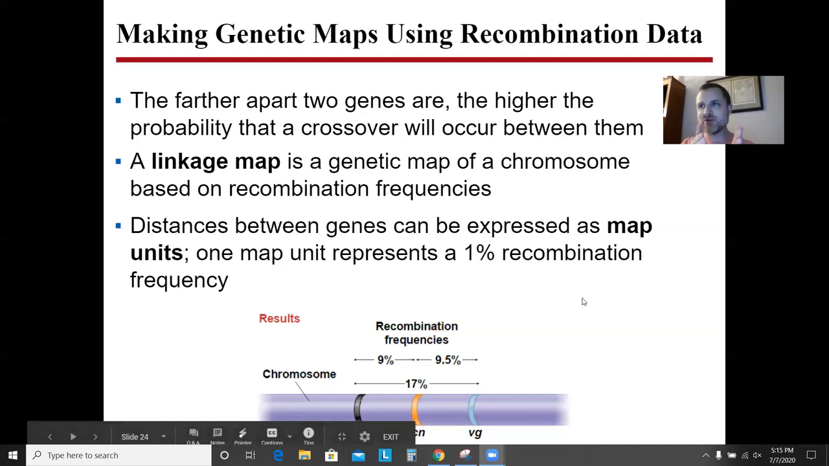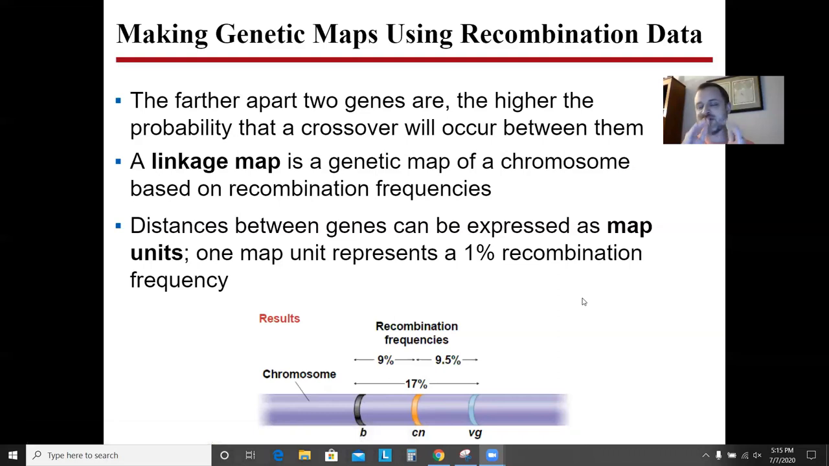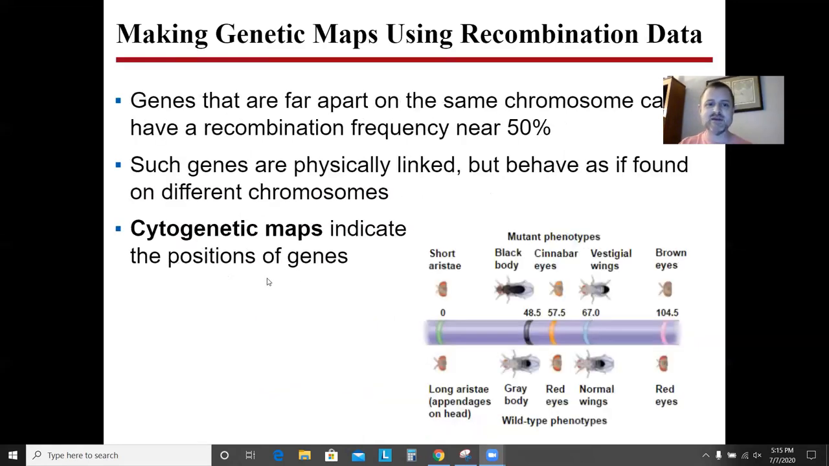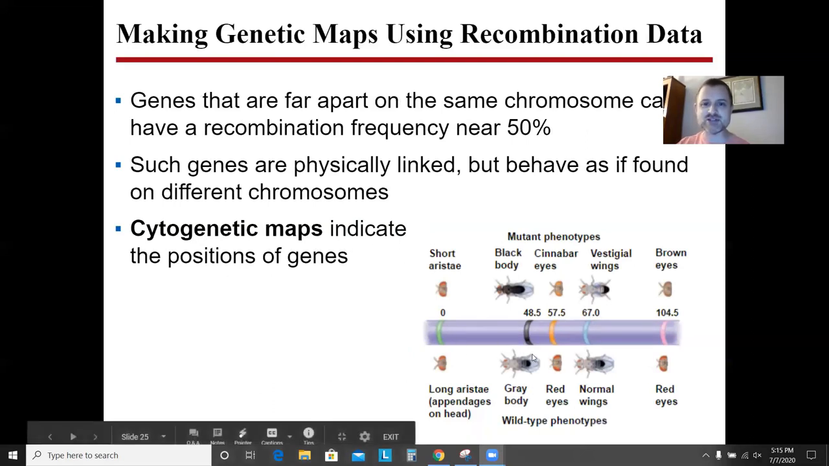If these two have a percent recombination of 3%, and these have 7%, then these have 10%. We're going to do these in class, so we'll come back to that later. A cytogenetic map actually gives you where the genes actually are.